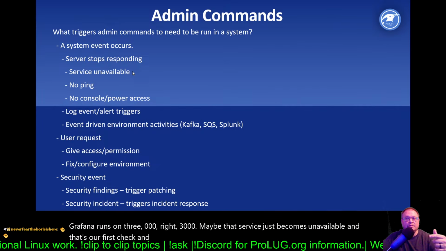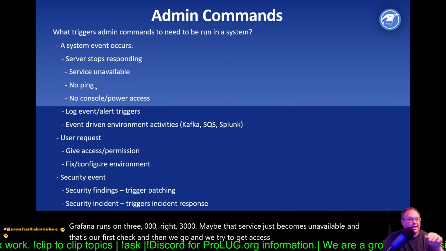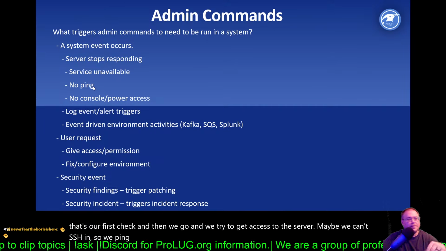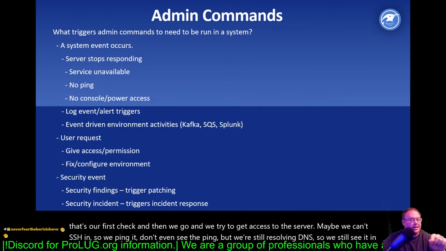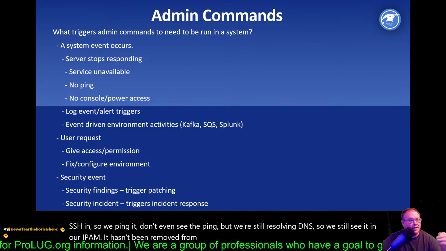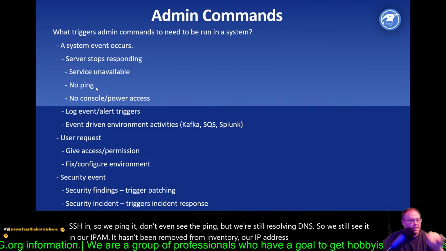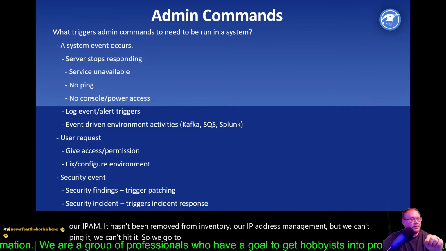And then we go and we try to get access to the server. Maybe we can't SSH in, so we ping it. Don't even see the ping, but we're still resolving DNS, so we still see it in our IPAM. It hasn't been removed from inventory, our IP address management, but we can't ping it, we can't hit it. So we go to the console. Can we get to the console?